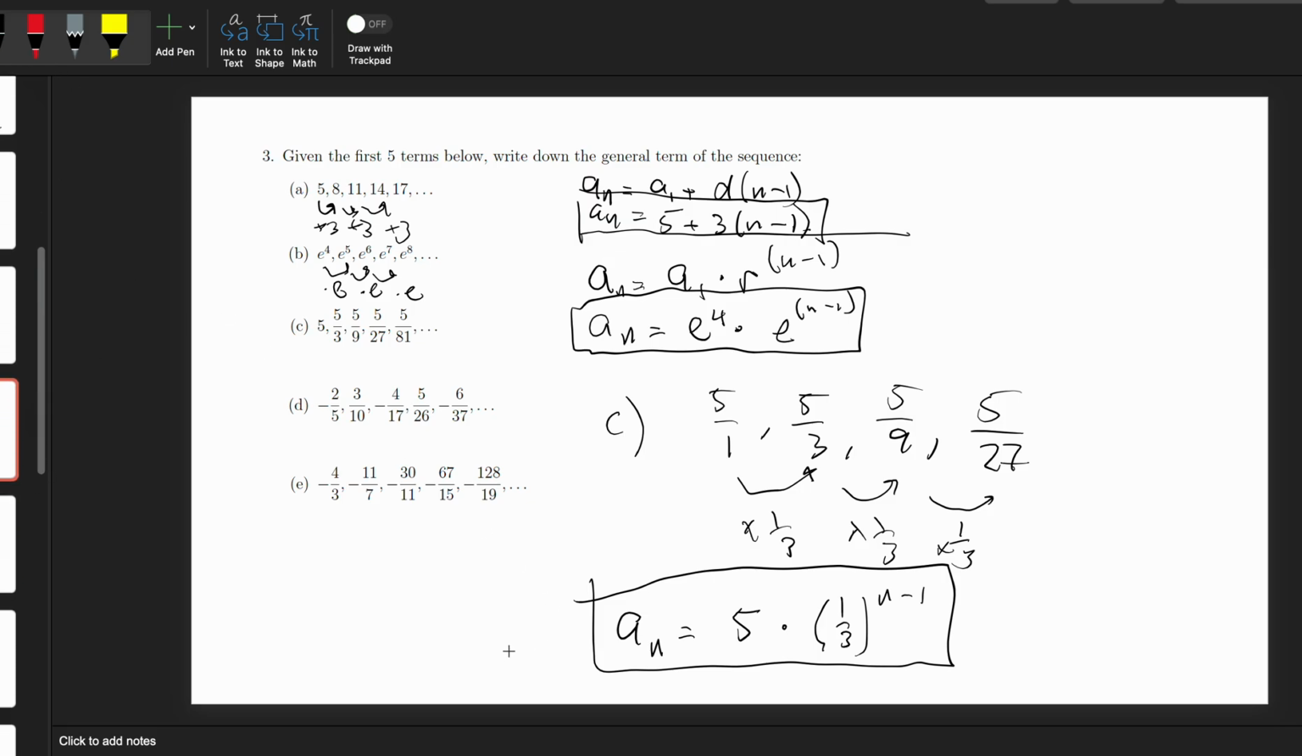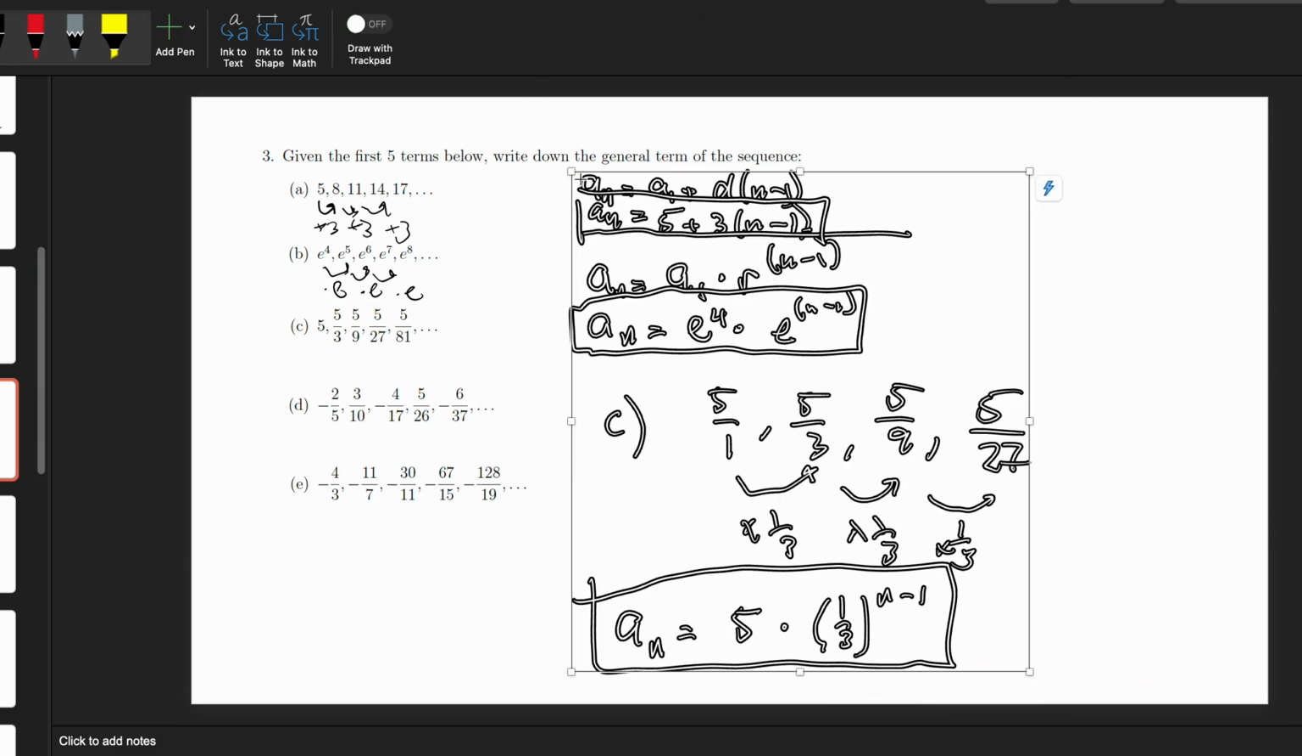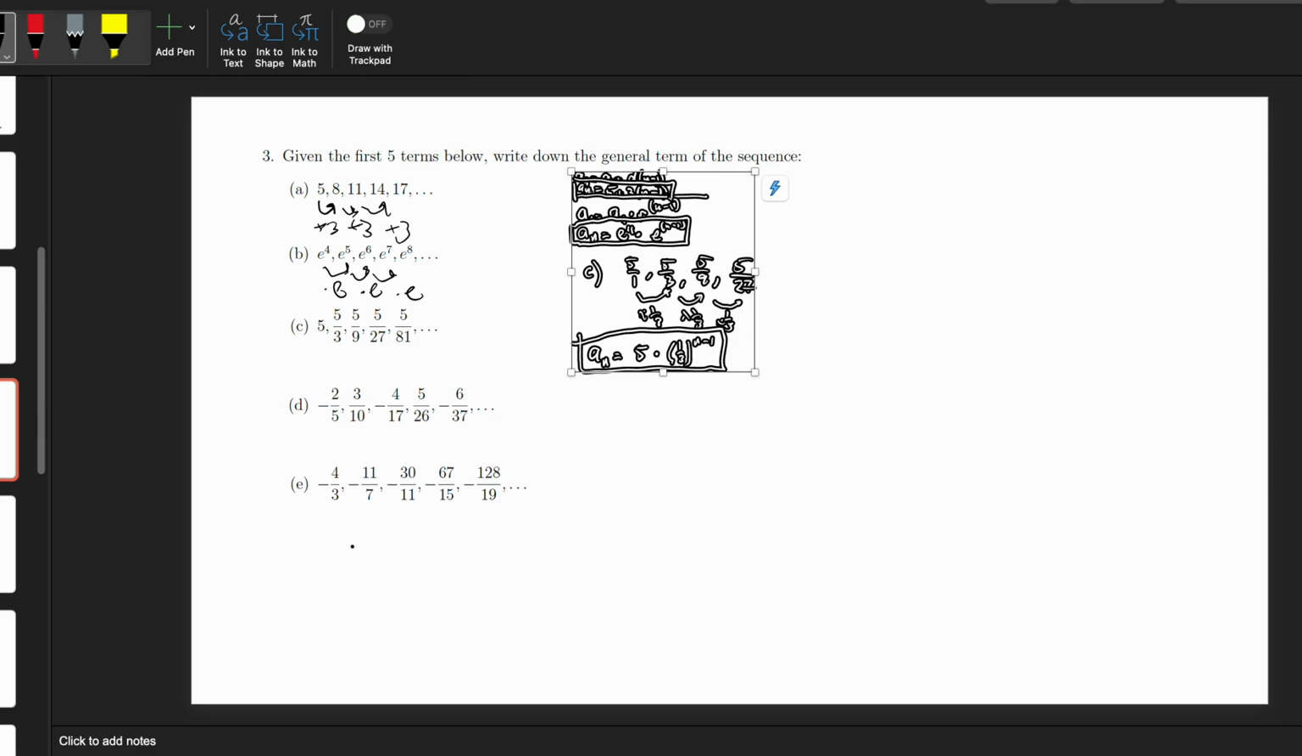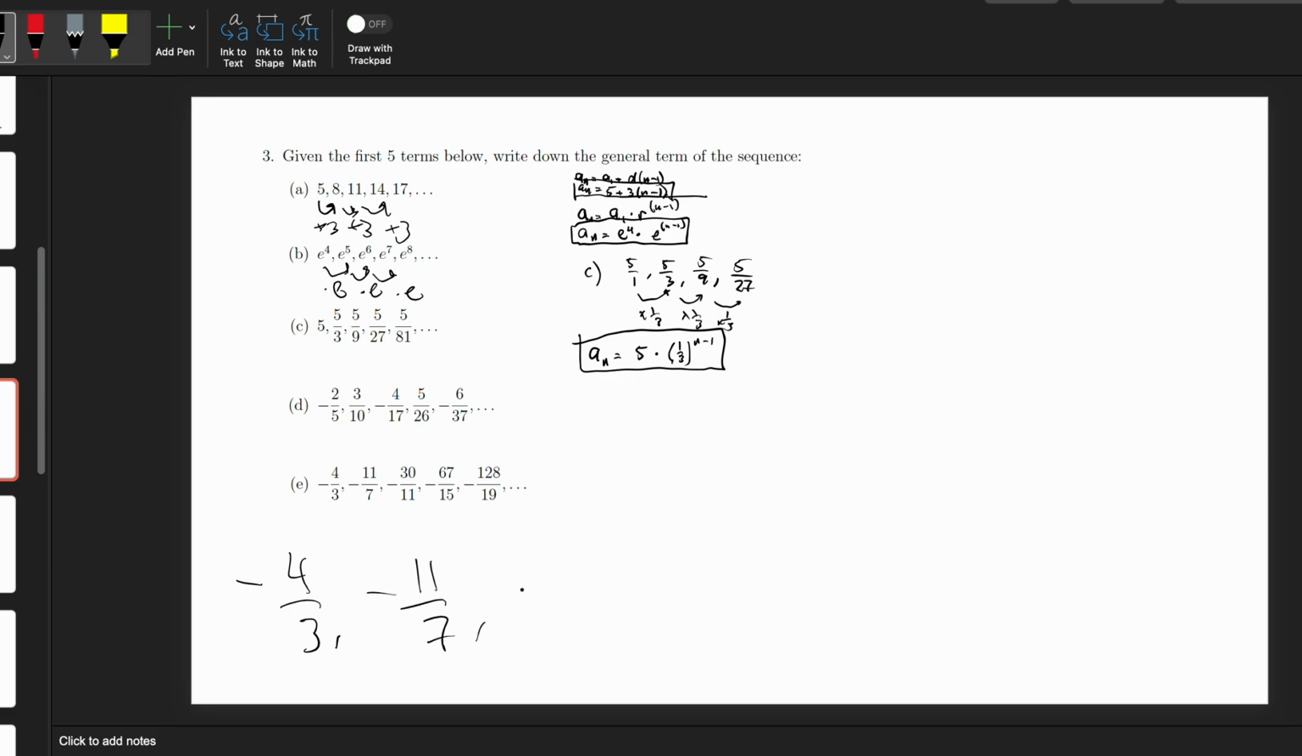Let me do one more here. Let me do this one. So my sequence goes minus 4 over 3, minus 11 over 7, minus 30 over 11, and so on and so forth. So this doesn't look like there's any pattern. I'm not multiplying by anything. I'm not adding anything. So what's going on here? Well, if I just look at the top row by itself and the bottom row by itself, I actually begin to notice the pattern.